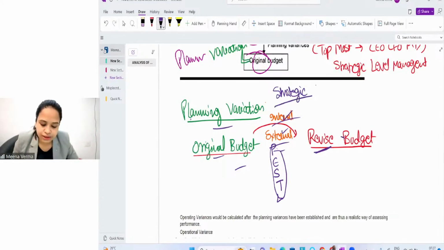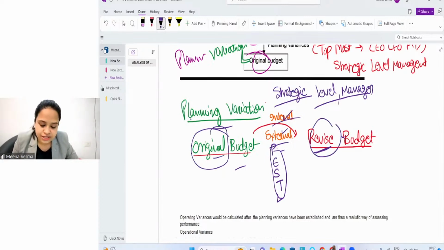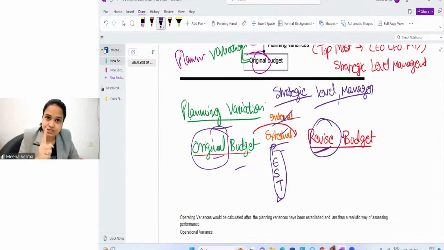This is all done by the strategic level manager, right? Strategic level managers prepare these budgets. They prepare the original budget, then they revise the budget, and if there are any variations, what will happen? We will find those variations, but who is responsible for these? Strategic level management. So this is planning variations.